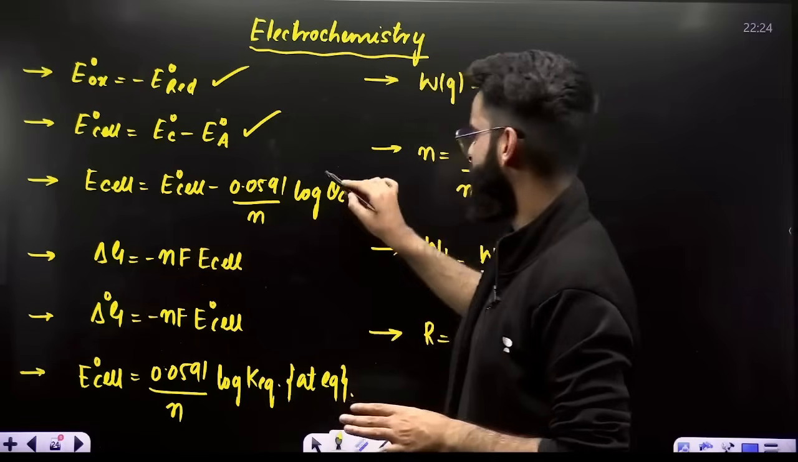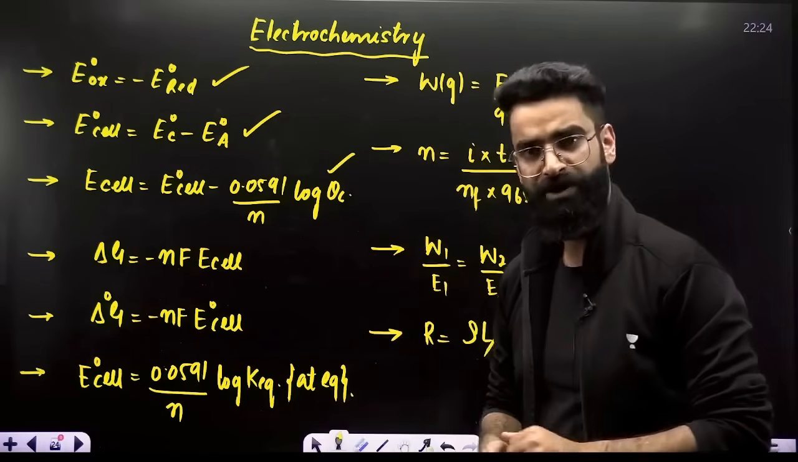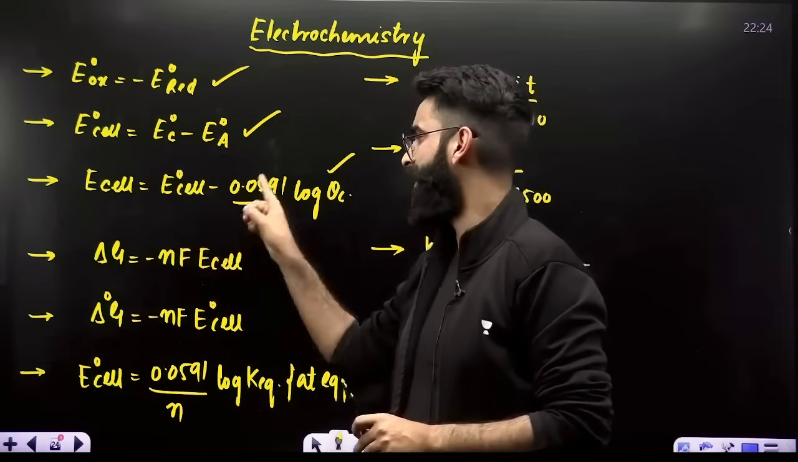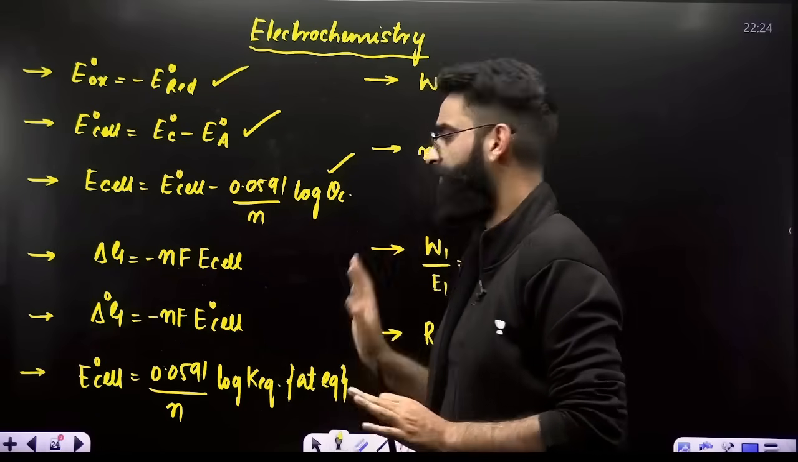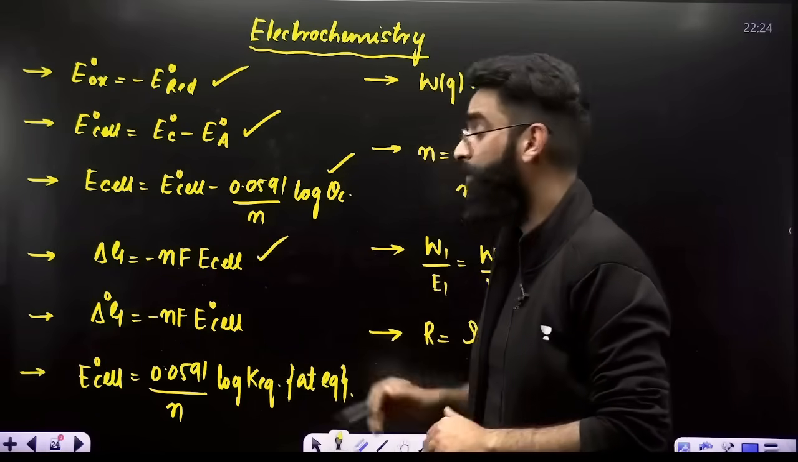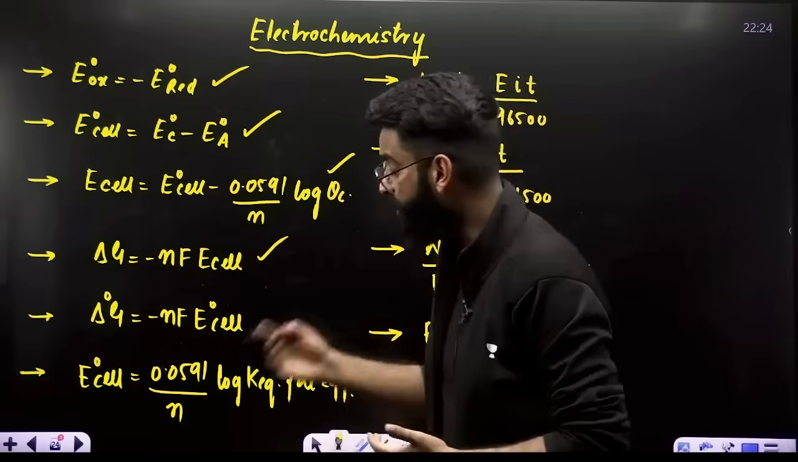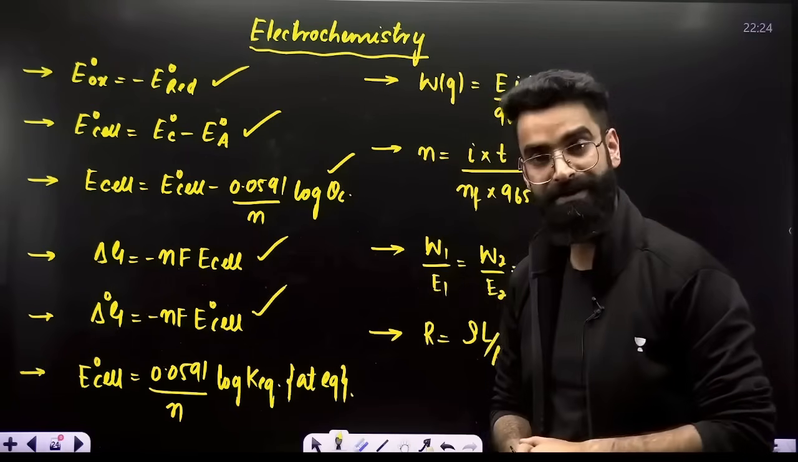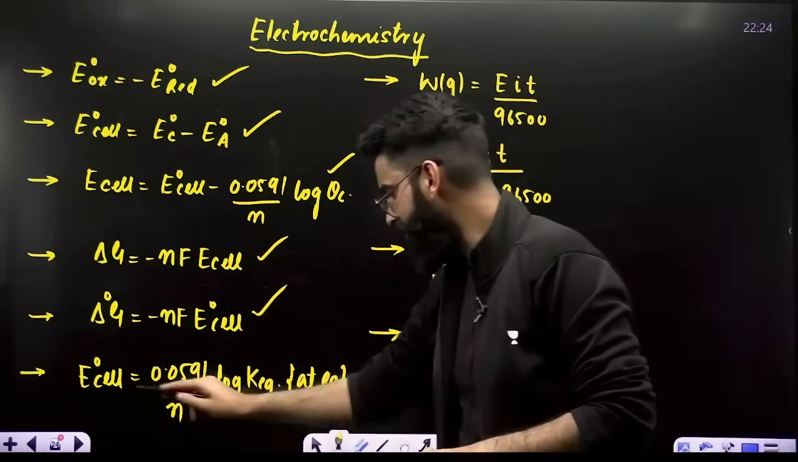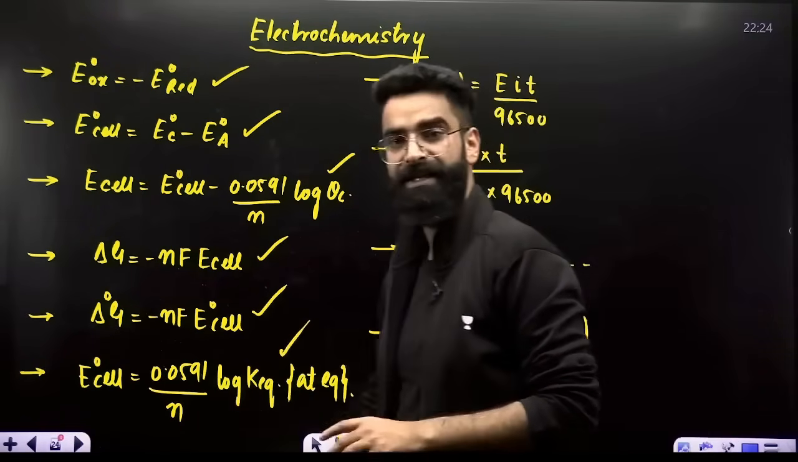Now, this is the Nernst equation which we use in most of the questions. E cell is equal to E° cell minus 0.0591 divided by n log of Qc. Delta G for the cell is equal to minus nF E cell. Delta G° for the cell is equal to minus nF E° cell. When the cell is at equilibrium, this is the result which we use when the cell is at equilibrium.